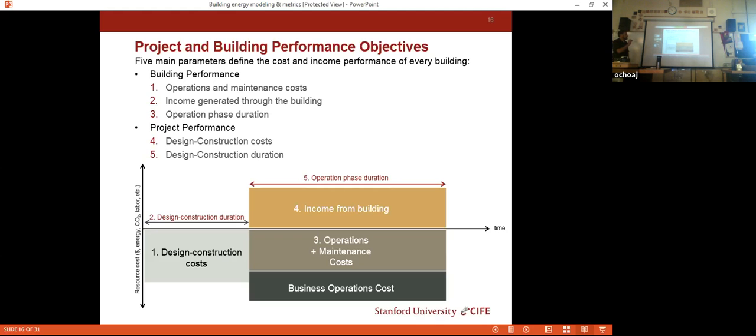Yeah, looking at the income as a component of energy efficiency, and not just looking at the cost of designing the building, the cost of operating the building, and the business operations cost, but include the income. And again, if you look on here, you're like, okay, who came up with that idea?